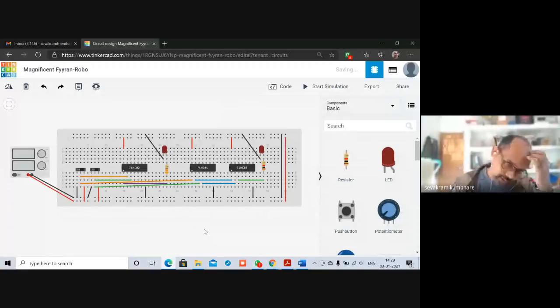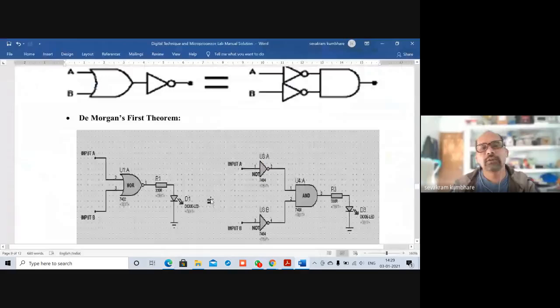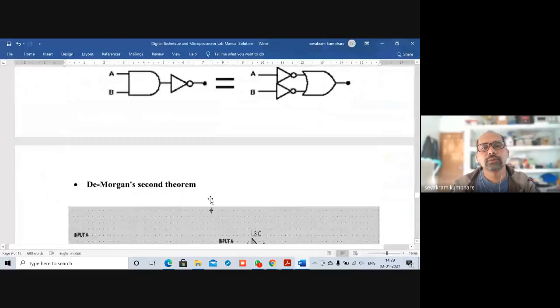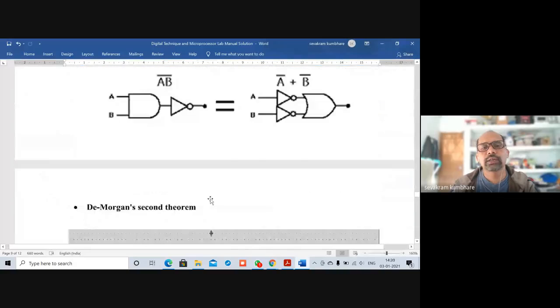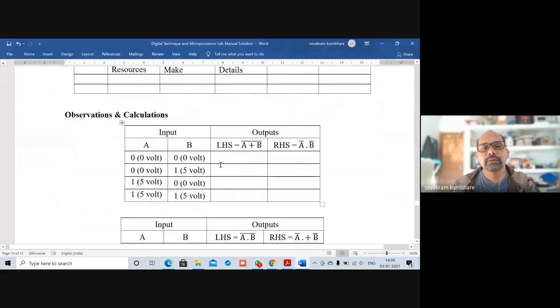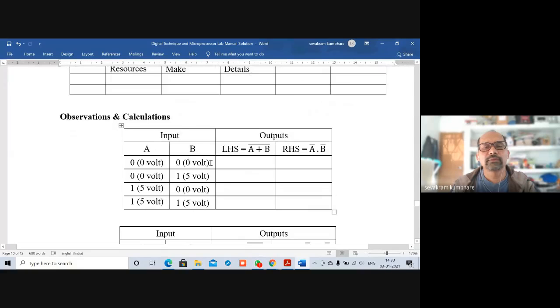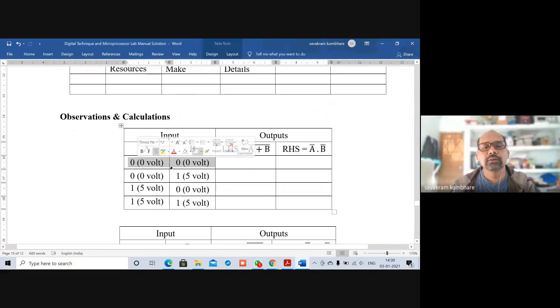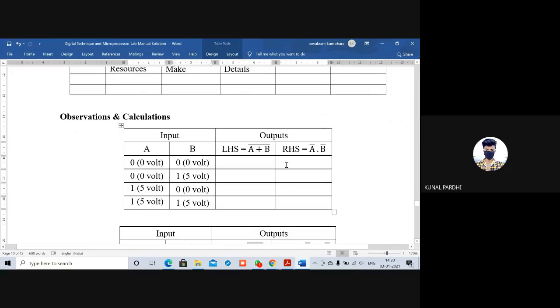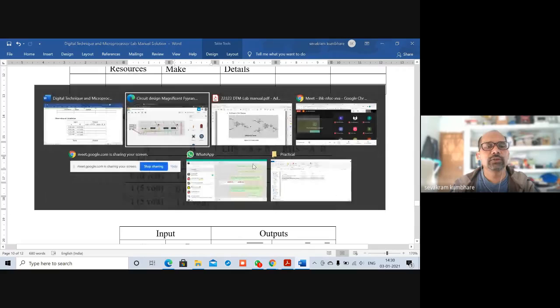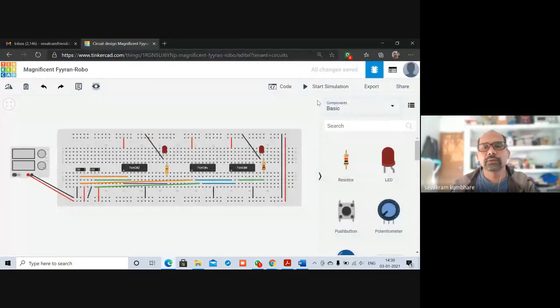Now the next thing we have to do is apply inputs A and B and see what happens. So this is the connection diagram, and this is the observation table. A plus B whole bar equals A bar dot B bar. What is the input combination? Can anyone tell me? Please reply. What is the input combination? 0 0. So I'll keep it 0 0, and I will start the simulation.